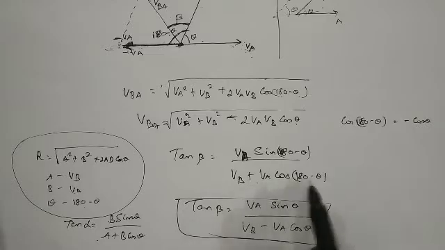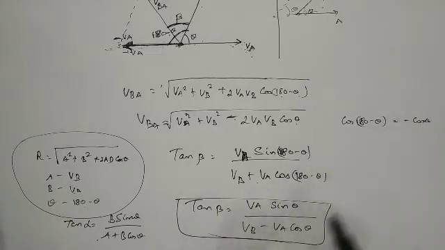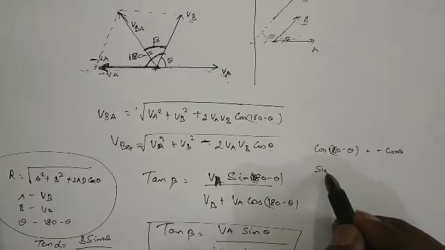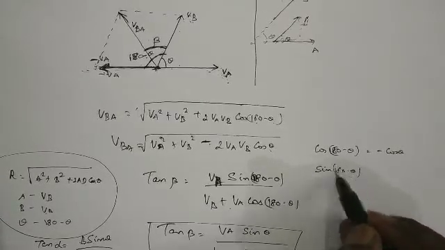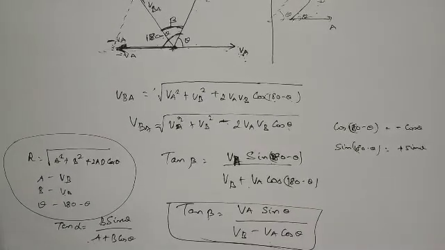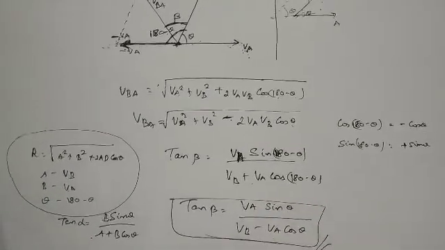Why is there a minus? Cos(180 minus theta) is equal to minus cos theta. You put it here. Sin(180 minus theta) is going to be equal to plus sin theta. So you get the same value here. So you get this direction here.